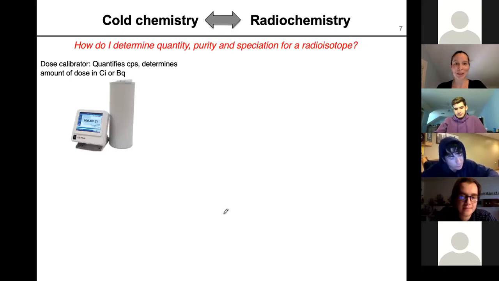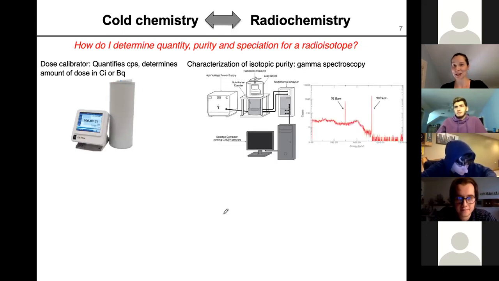This is an instrument that you might have seen before. Have you guys talked about how people usually quantify activity? This is a simple dose calibrator that we use. So this tells you how much activity you have present, but it might not tell you how pure it is. So here is your isotopic purity, which is the gamma spec.